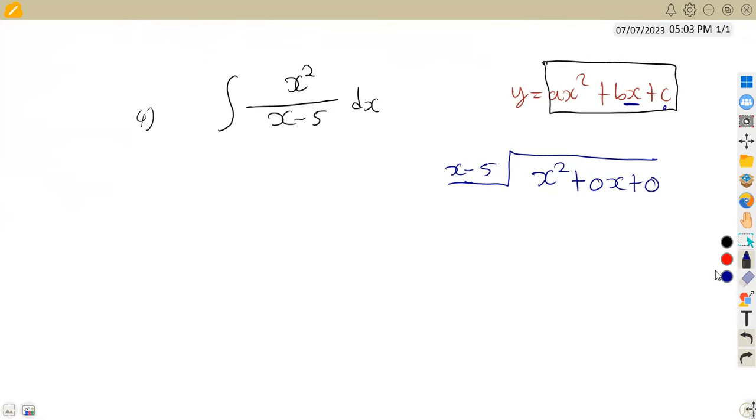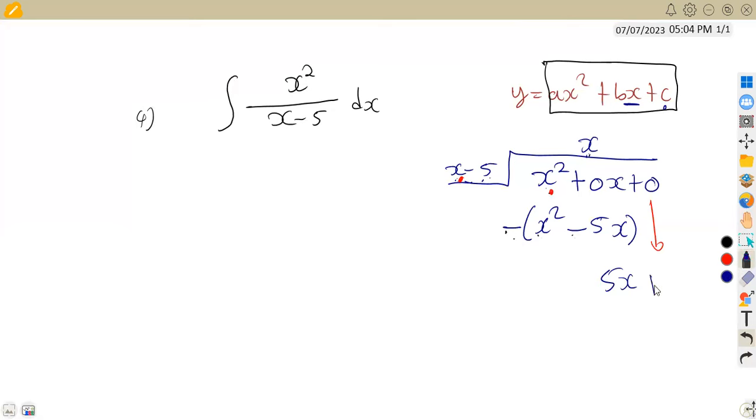So this is what you're going to have. We always divide the first term by the first term. So x squared divided by x gives us x. This x multiplies everything on this part. So x times x is x squared, then x times minus 5 is minus 5x. Whatever we obtain here, we subtract. So x squared minus x squared is 0. Then 0 minus minus 5x: minus minus is a plus, so it's plus 5x. Then we drop the remaining term, which is a 0. It's like plus 0, which has no effect at all.